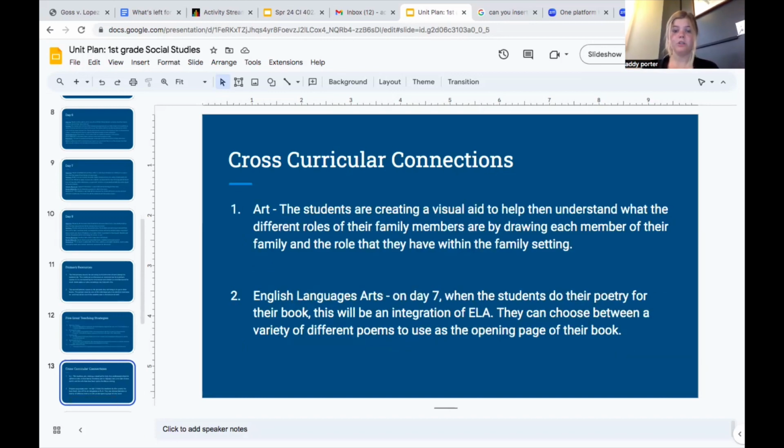For our cross-cultural connections, it's art and ELA. So for art, the students are creating a visual aid to help them understand the different roles of their family members. And then for English language arts on day 7, when the students do their poetry for their books, this will be an integration of ELA.